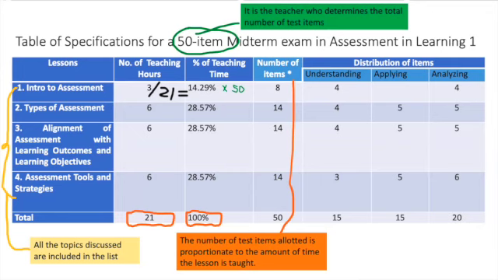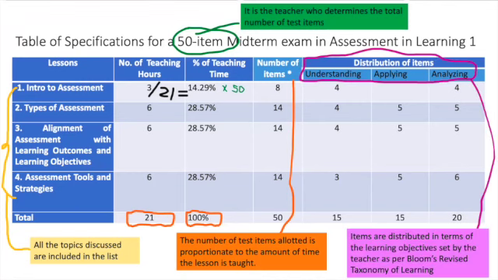If you will observe, the number of test items allotted is proportionate to the amount of time the lesson is taught. So mas maraming oras ang ginugol mo sa isang lesson, mas maraming number of items ang dapat ilaan dito. And now that you know the number of items allotted for each lesson, it's now time to distribute these items according to the learning objectives. In my example here, I have 3 learning objectives which I use in teaching my lessons. I use understanding, applying, and analyzing.